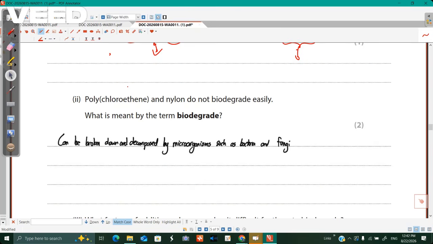Polychloroethene and nylon do not biodegrade easily. What is meant by the term biodegrade? Can be broken down and decomposed by microorganisms such as bacteria and fungi. Yes, that is also correct. Two points: decomposed or broken down, by microorganisms.